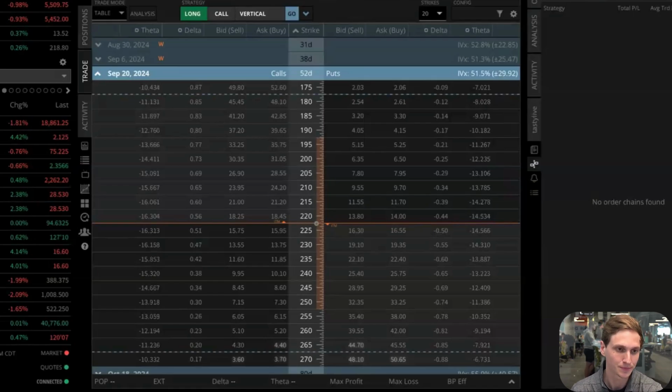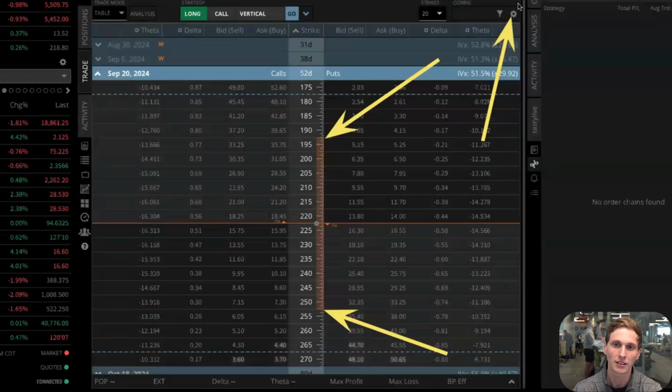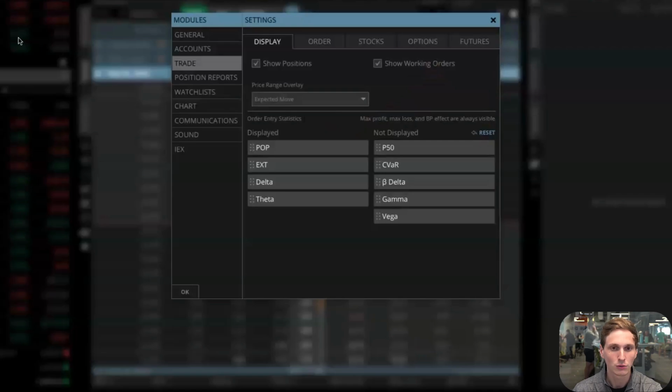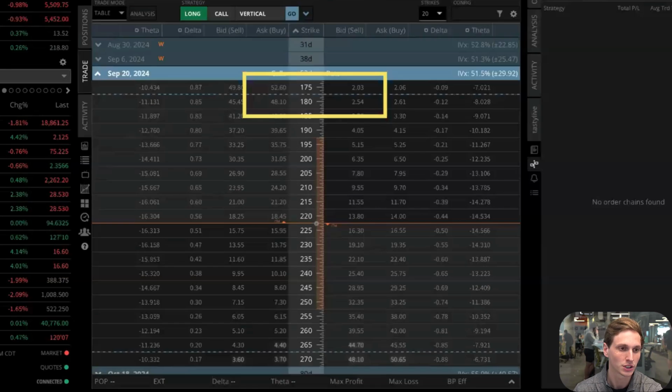So it's not a guarantee that it's going to trade throughout that range, but it's a statistical value looking at standard deviations. What's nice is that once you get into the options chain here, you'll see this expected move on your strike prices. So this orange highlight is showing us that $30 up and down. And if any of you don't see this, click on the gear icon in the top right of our options chain. Right here on price range overlay, just make sure you have this set to expected move.